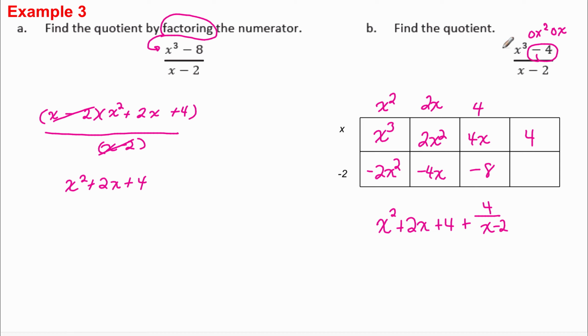And just remember, if you're going to use the long division for this, you would have to write it as x cubed plus 0x squared plus 0x minus 4. You have to write the whole thing out so you don't miss any division steps. Now, yeah, later on, maybe when you become a little more adept at math, you can skip those middle steps, but not right now. And it doesn't matter which way you do, you will get the same answer either way.